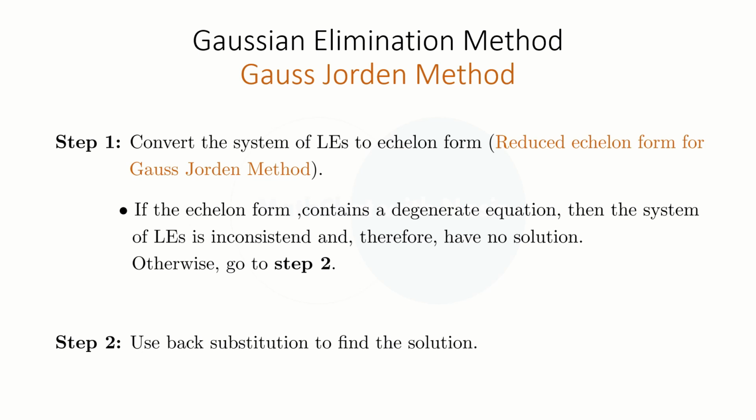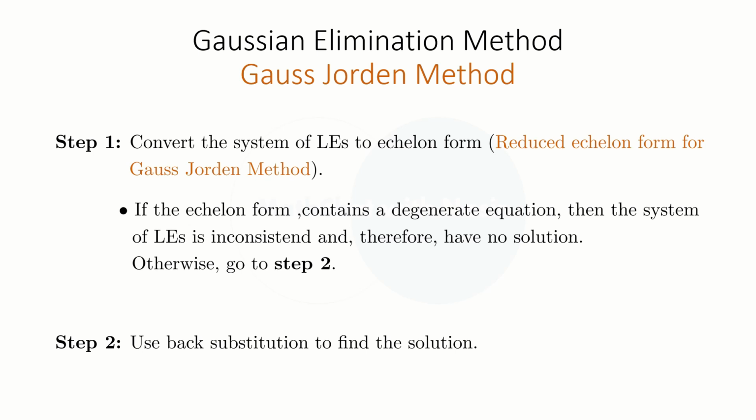Gaussian elimination and the Gauss Jordan are the two important methods for solving a system of linear equations. There are two main steps in both methods. First, convert the system of linear equations or the associated augmented matrix to the echelon form. If there is a degenerate equation in the echelon form, then the equations are inconsistent and therefore have no solution. And if the equations are consistent, we go to the second step. In the second step, use back substitution to find the complete solution. I'll illustrate both steps with the help of examples.